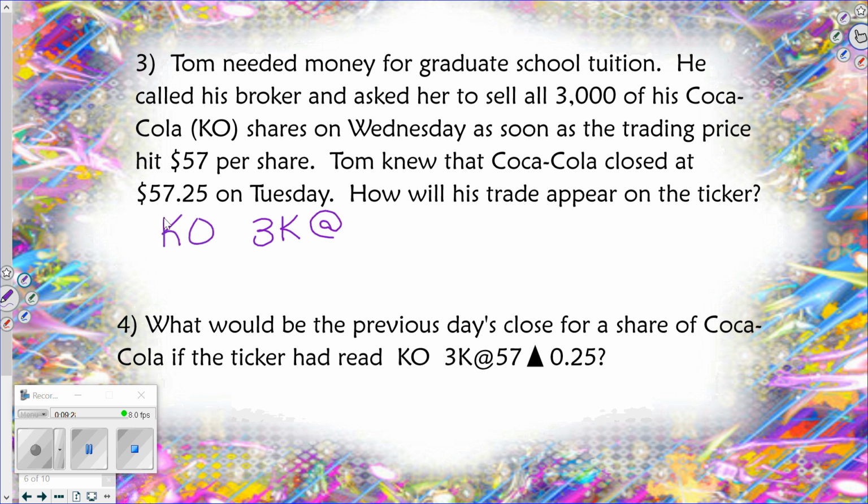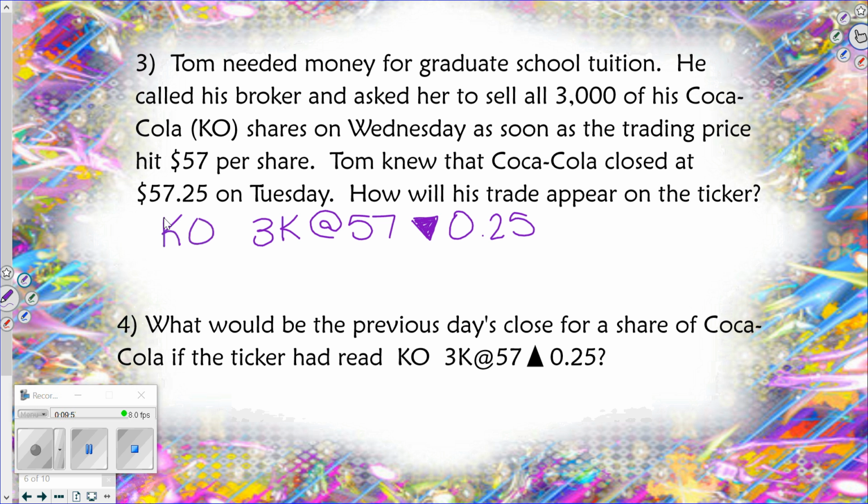At how much does he want to sell it for? 57. Is that up or down from yesterday? Down. Tuesday was 57.25. He wants to sell at 57. So that will be down. You can draw the little triangle. You can draw me a down arrow. Which is down how much from yesterday? 0.25. So that's what his would look like running across the ticker if he sells at that price.